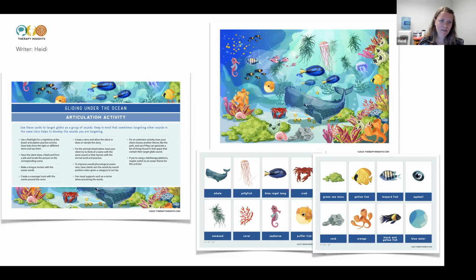And then you can have them sort these cards by sound position to build more phonological awareness. Like, where is the L sound? Is it the beginning, the middle, or the end of the word? And put them in groups. Using a mirror when you're practicing these words. They could build their own story.